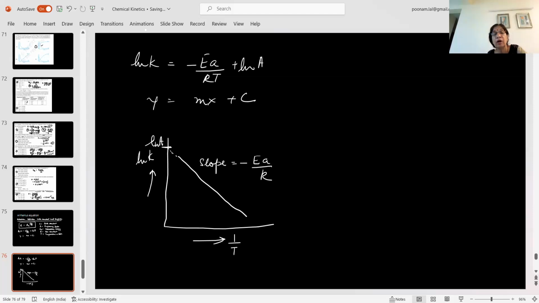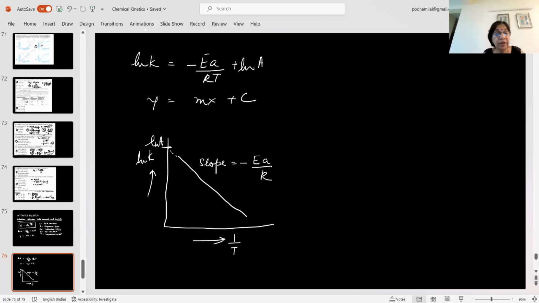So if I draw a graph between ln K of the rate constant and 1 by T, I will get a negative slope, and the slope will help me to find out the activation energy of the reaction. So this is the way I find the activation energy of a reaction. We will do some numericals based on this. So this is type 1. Now type 2 is also based on this equation only.